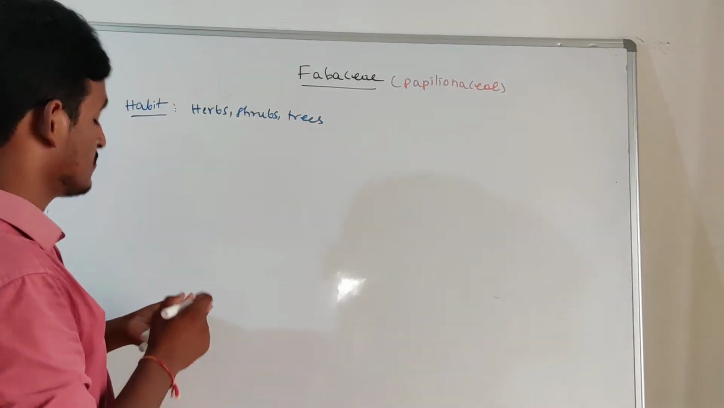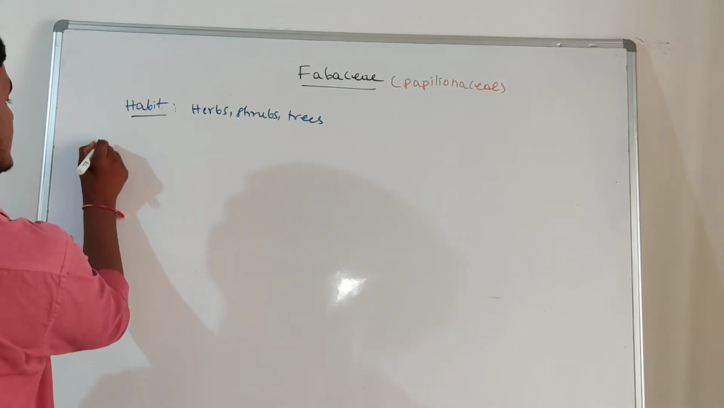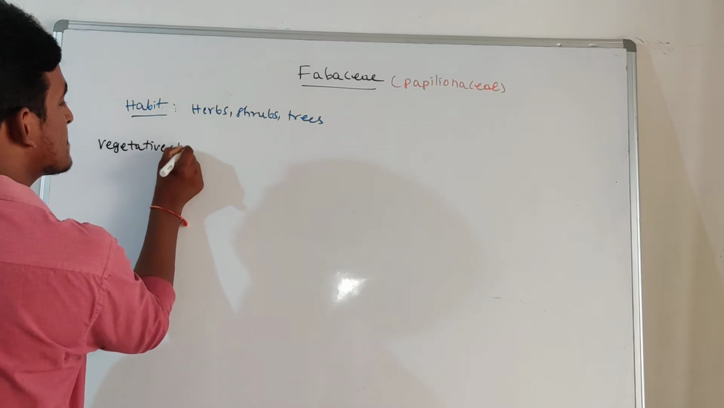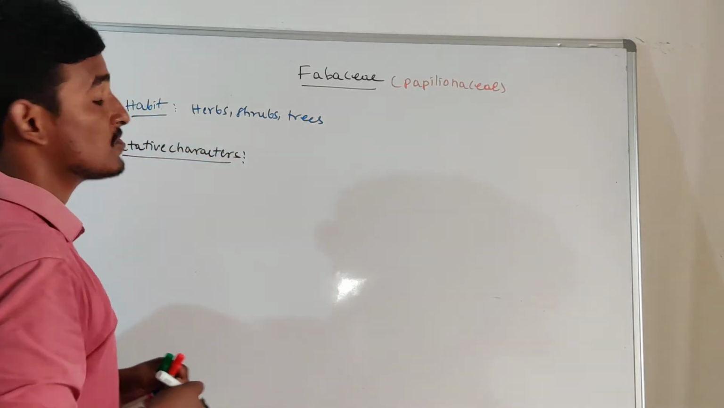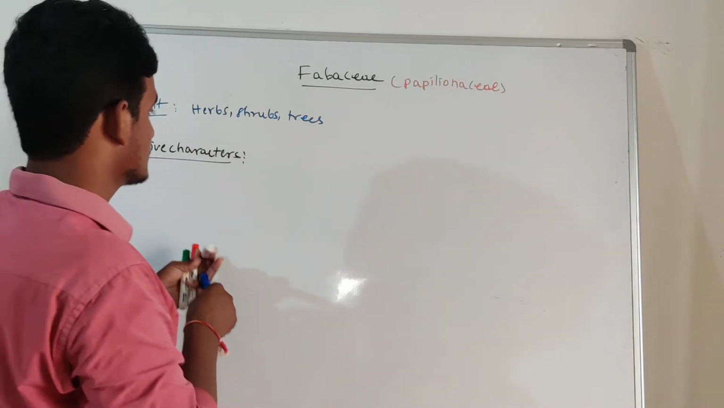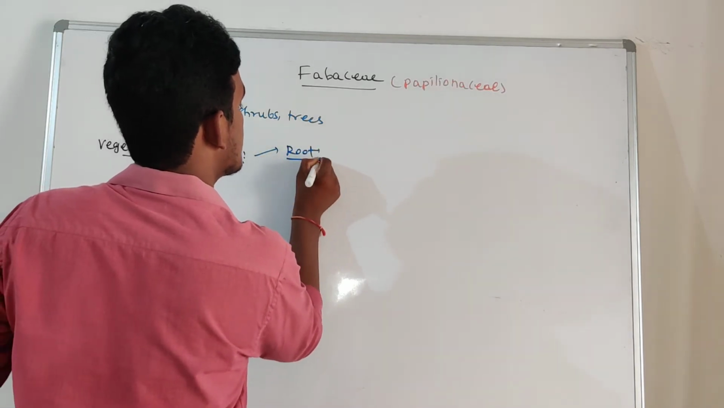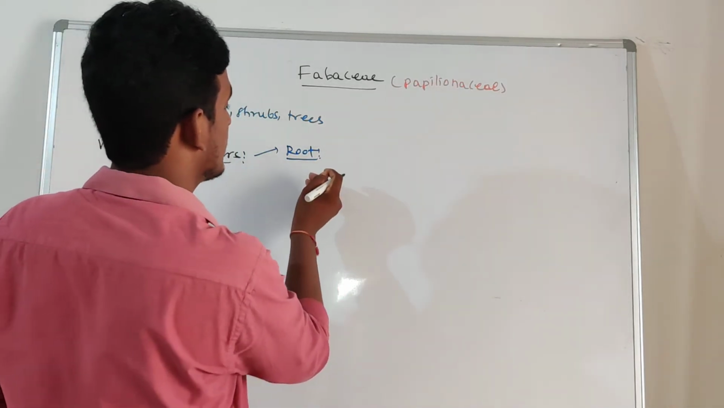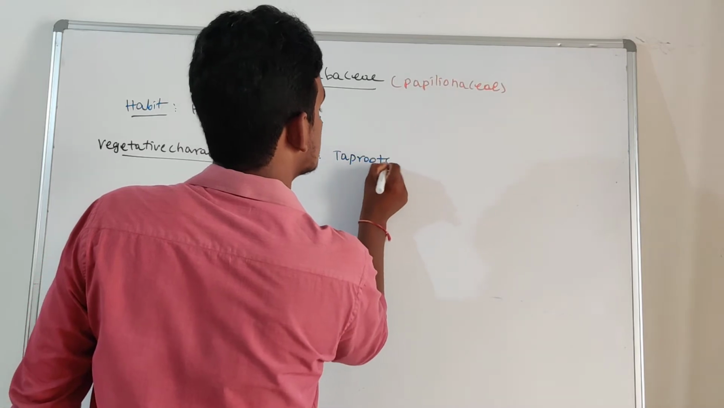After habit, what will you write? You should write about vegetative characters. In vegetative characters, first we should start with the root. Here it is a dicotyledon, right? So it has a taproot system.